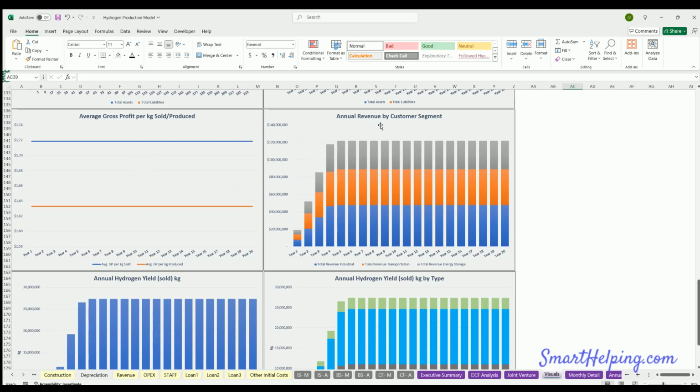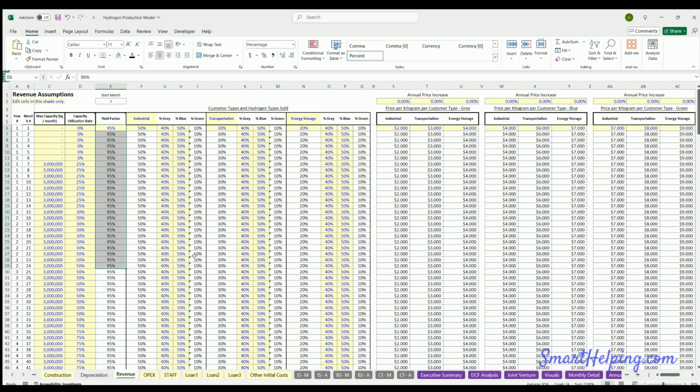We've also got annual revenue by customer segment. So industrial, transportation, and energy storage customers. How much revenue in total are we getting is what this total bar shows, and then the breakdown by color is showing you of that how much is industrial versus transportation and energy storage, or whatever you define these. You can change these titles here and it will update through the model.